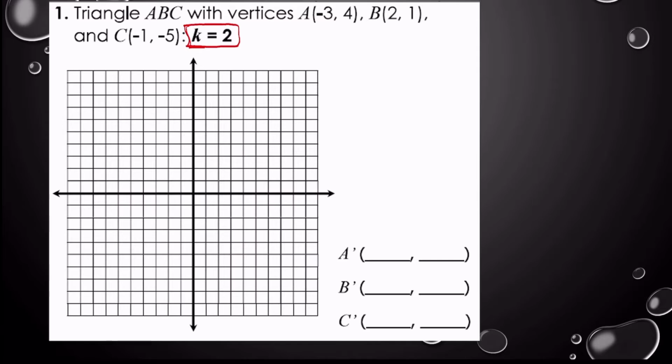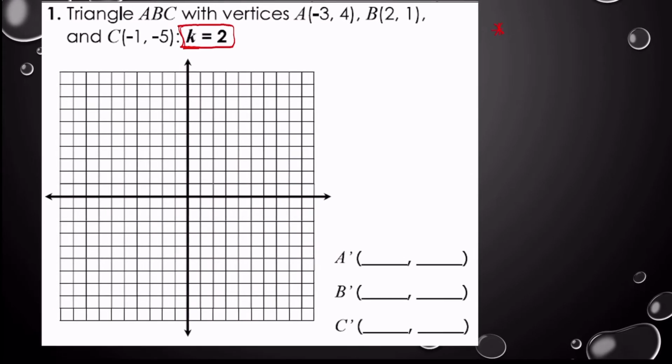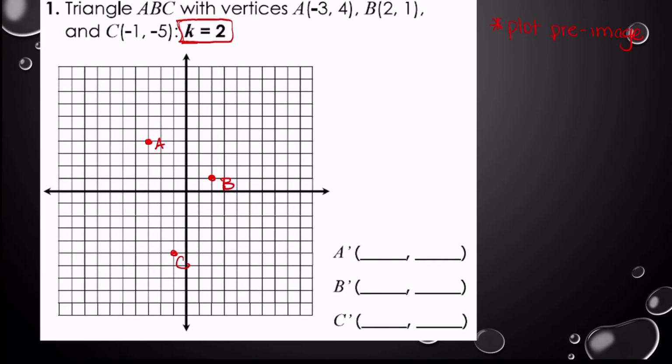So first we need to plot our image. What I want you to do is first plot the pre-image. You need to have both. My pre-image is going to be the red one. I'm going to go left 3 and up 4. I'm doing it with you. This is A. Then I'm going to go right 2, up 1. This is my B. And then I go left 1, down 5, and I have my C. I'm going to connect it. So there's my pre-image.